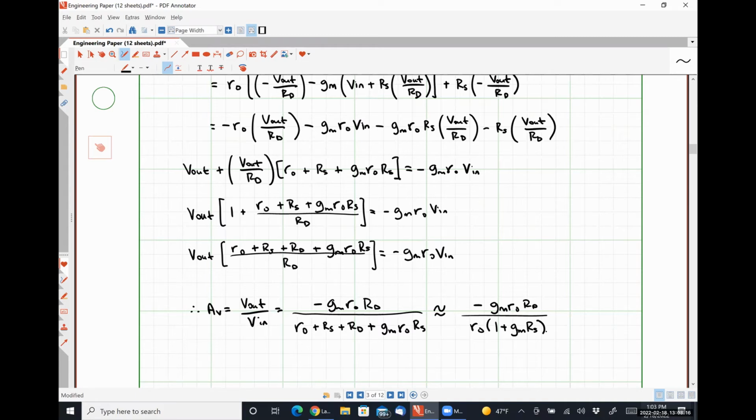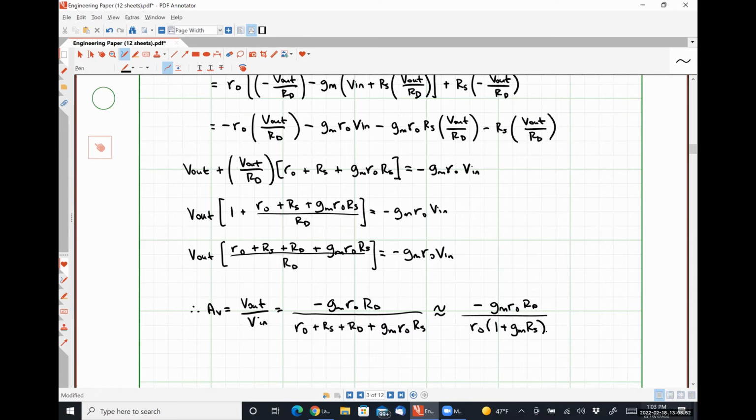As long as this product is significantly larger than RS and RD, which should happen the overwhelming majority of the time, because our channel length modulation resistances are usually on the order of tens of kiloohms, whereas RD is usually on the order of a few kiloohms and RS is usually on the order of several hundred ohms. So this approximation should be valid the overwhelming majority of the time. But if you're not comfortable, this is the exact solution.